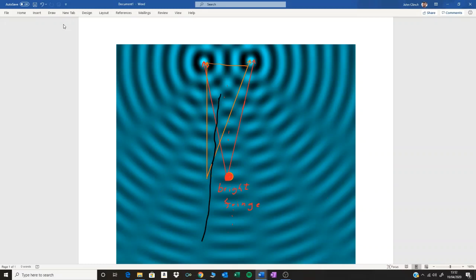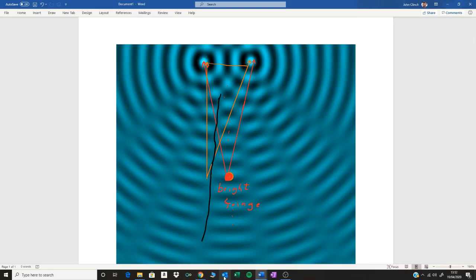So what's special about this central bright point? Well, if we look at the two red arrows, which I drew earlier, and drawing arrows was remarkably difficult with this stylus, those two points are equidistant. They're the same distance from this bright fringe. So the waves that arrive at this point arrive in phase because they've travelled the same distance.